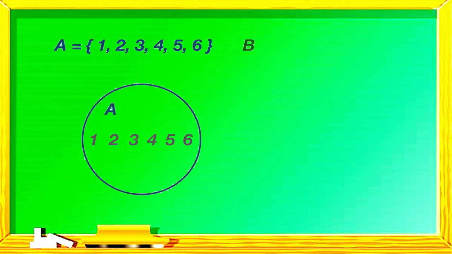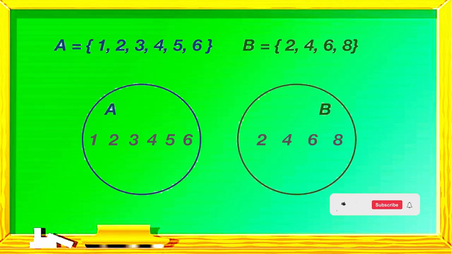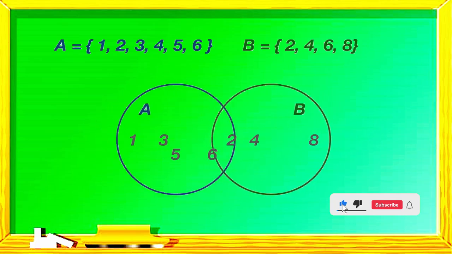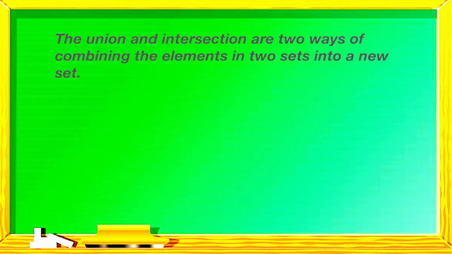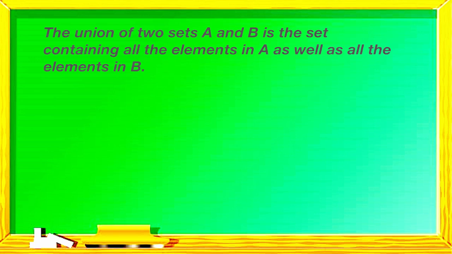Two sets may share some elements. We indicate the elements in common to both sets using the overlap of two circles in what's known as a Venn diagram. The union and the intersection are two ways of combining the elements in two sets into a new set. The union of two sets A and B is a set containing all of the elements in A as well as all of the elements in B.